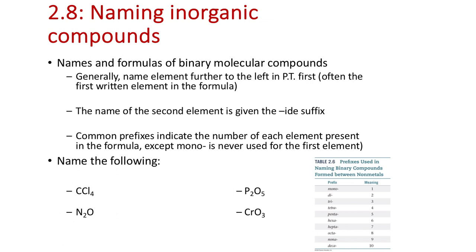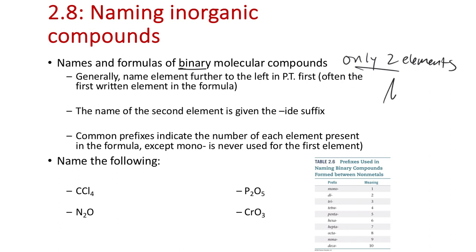So probably the last section of naming that we didn't get to on Wednesday is actually the easiest category of naming. It's the naming system for binary molecular compounds. A binary compound is a compound that has only two elements. And we're going to specifically be naming just the molecular compound version of these binary compounds.